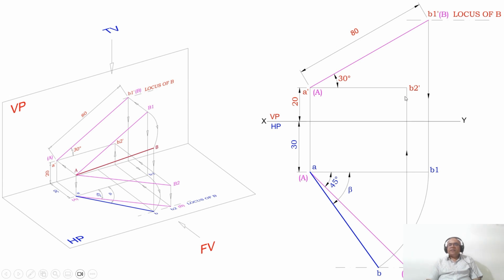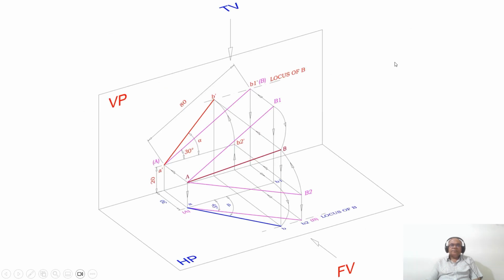Now the same thing I need to do in the front view. So how to do that? Now you can see with A as center, taking the radius of AB2, I am rotating like this. That means the above HP by 20, now the above HP by 20 will not be above HP by 20, instead it is above HP by this distance till the locus of B.